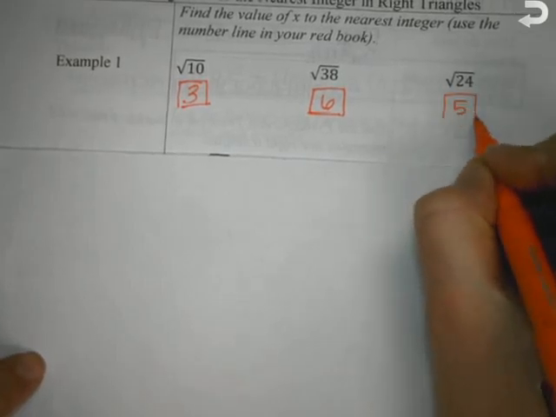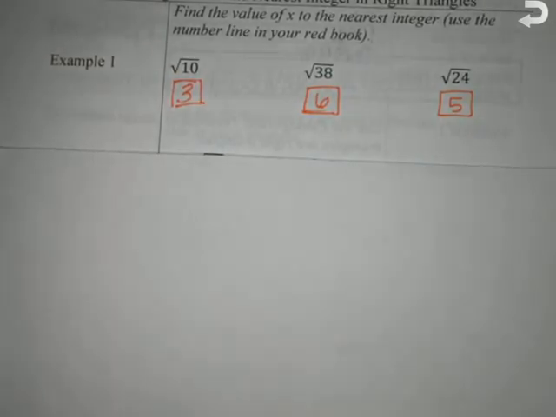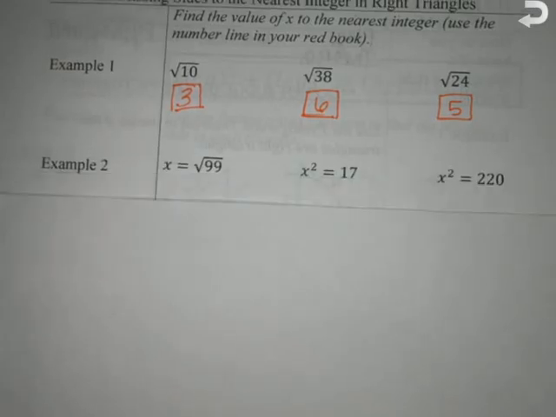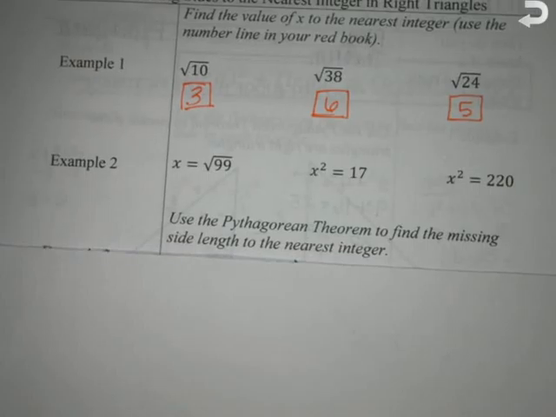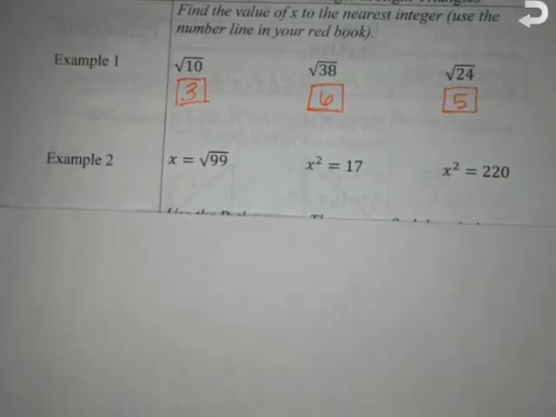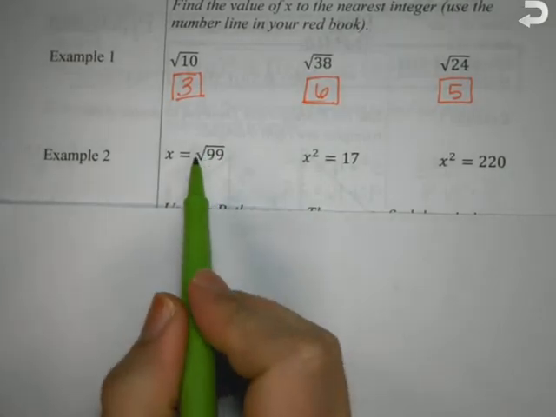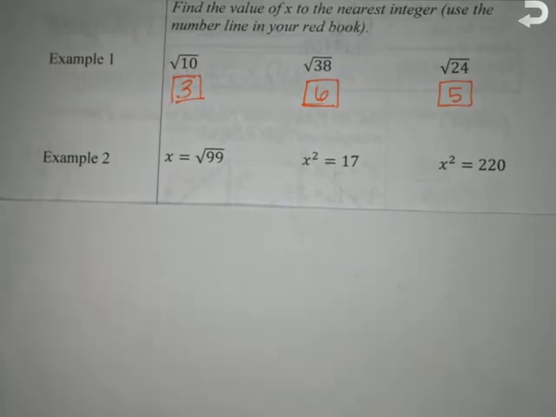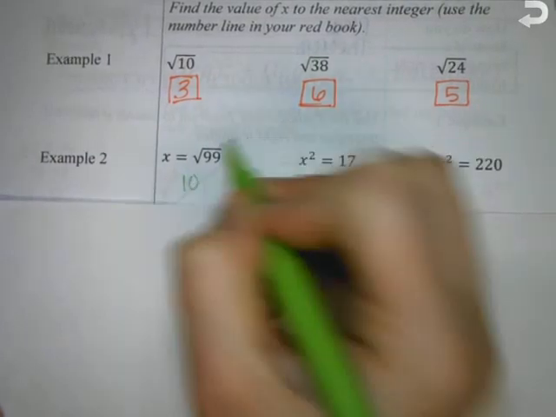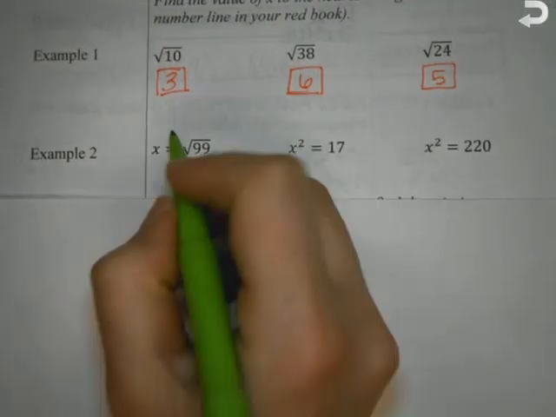Make sense? This is pretty much what we're going to be doing, except we are going to use the Pythagorean theorem to find the missing side. So let's look at example 2 now. First one we need to find is x equals the square root of 99. Looking at your number line, the square root of 99 is closest to what? 10. Good. So we can estimate the square root of 99 to the nearest integer, which would be 10.